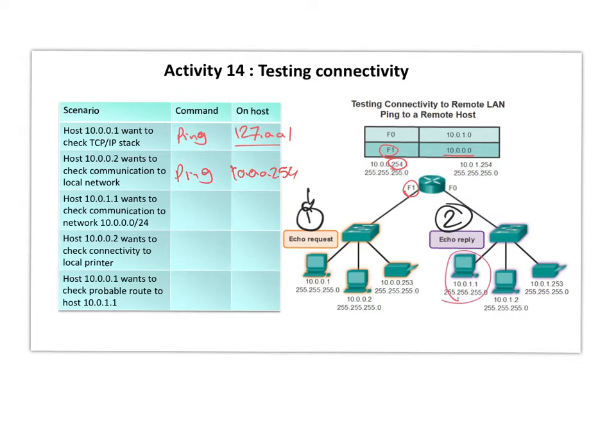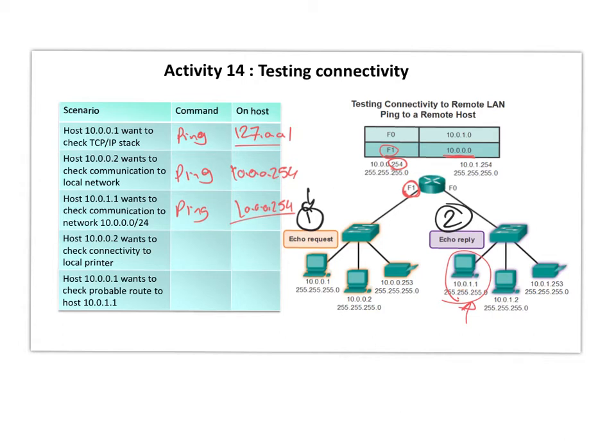Host 10.0.1.1 wants to test connectivity with the network 10.0.0.0. Okay, 10.0.0.0 is this one right here. So this host wants to test connectivity to the remote network. So we have to say ping, and what is the address? Same, it's 10.0.0.254. But the difference between this and this is that this command this time is run here, so you should run this command from here as opposed to from here.